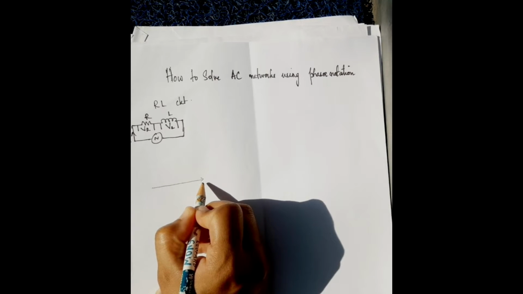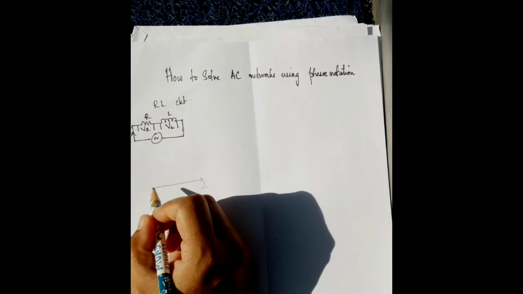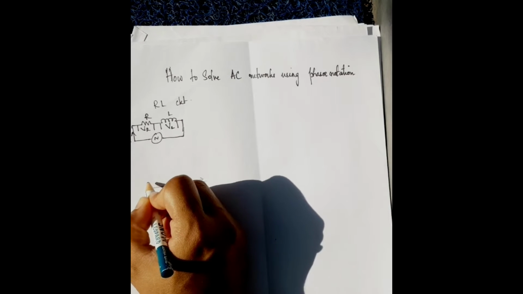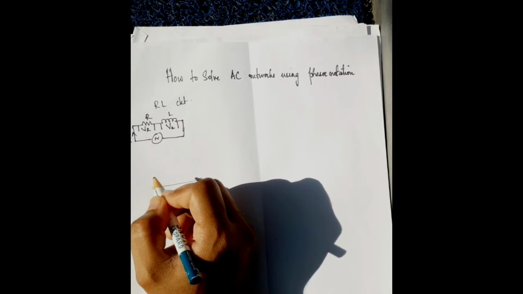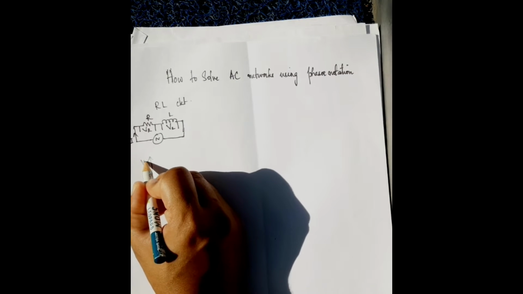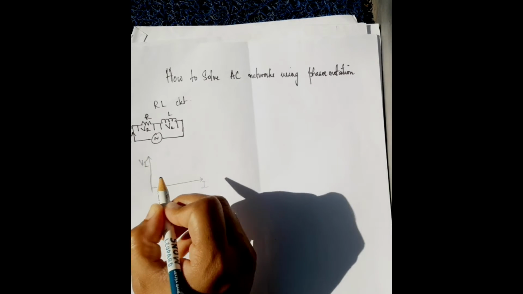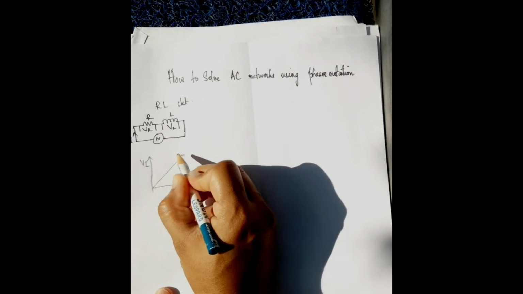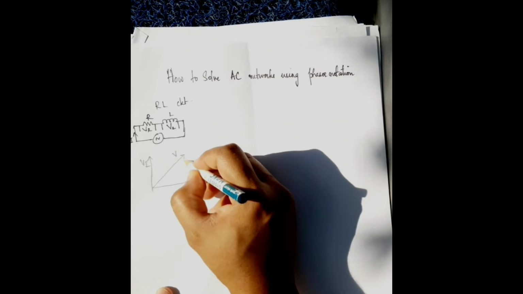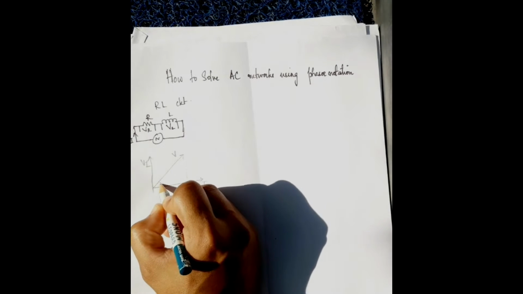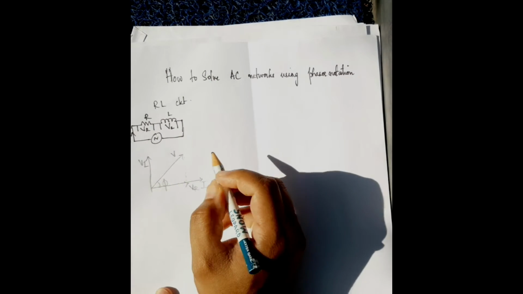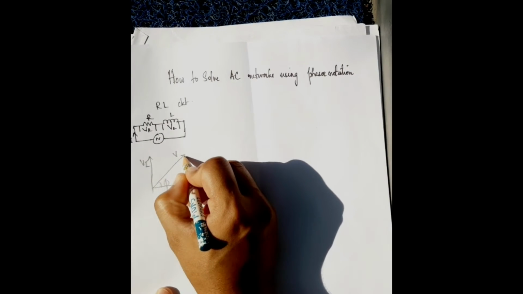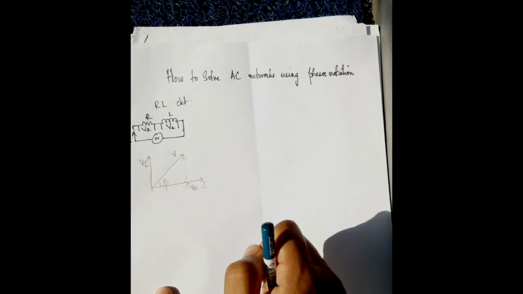This is the current wave, and the voltage will be 90 degrees above current for an inductor, while the voltage will be in phase for the resistance. And we have the resultant voltage V, which is required, and let phi be the phase angle. Using some manipulation we will find VL.